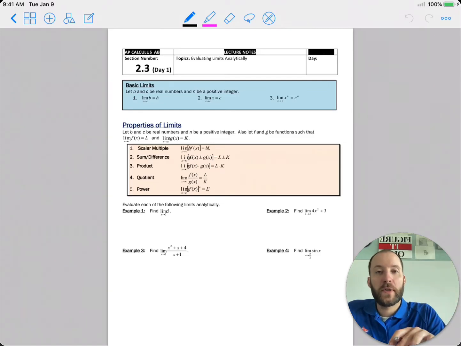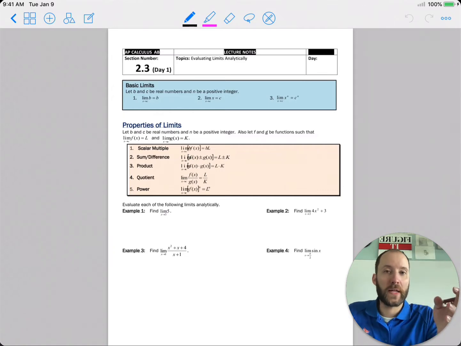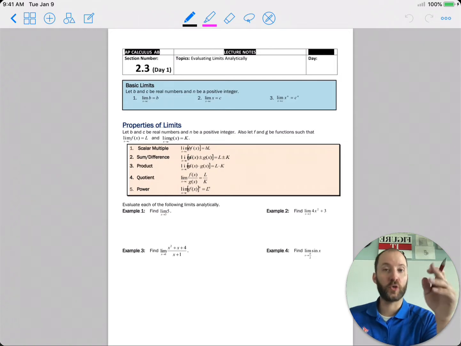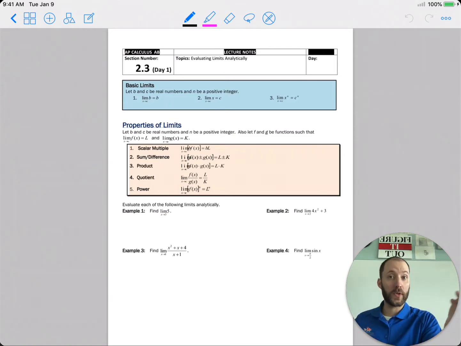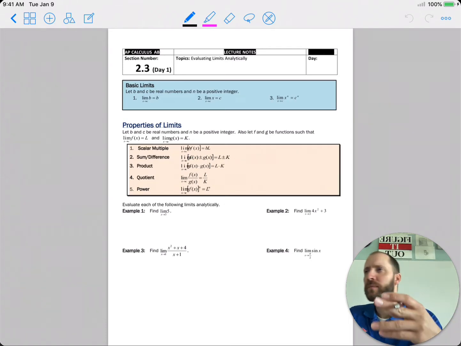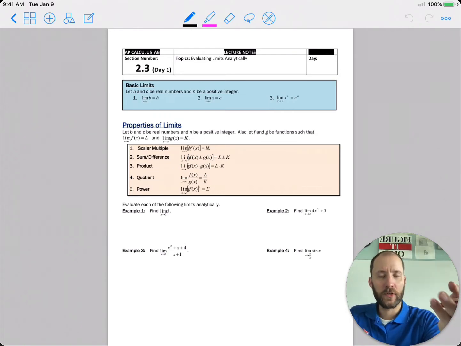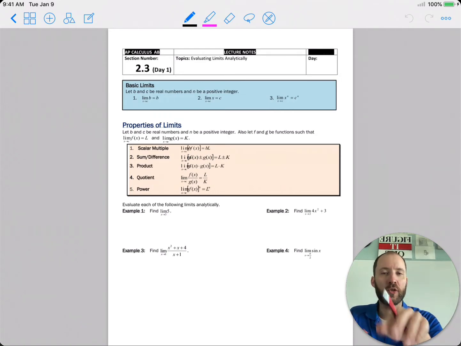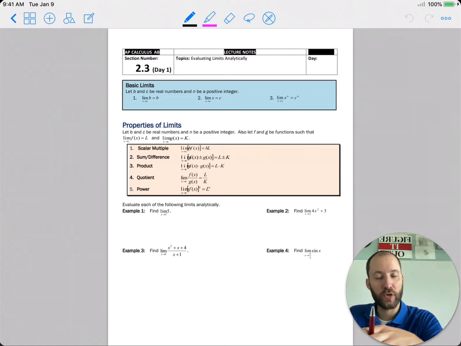Hey, so the topic today, evaluating limits analytically. This corresponds with section 2.3 in our textbook. So let's say we don't have a table of values or a visual graph to look at. So what do we do without those? Today's notes are all about giving you more tools so you can address more kinds of functions. So think of it as leveling up. You're getting new tools, new skills to address more and more difficult challenges.